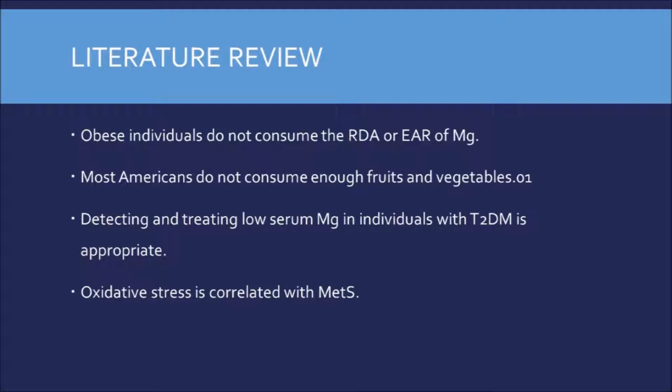Only 10% of Americans consume the daily value of fruits and vegetables, with only 3% of Americans qualifying without fruit and vegetable juice. Remember, fruit and vegetables are the major dietary source of magnesium, as it is central to the chlorophyll molecule. Detecting and treating low magnesium in individuals with type 2 diabetes is considered to be appropriate. Oxidative stress is strongly linked to the conditions that make up metabolic syndrome. This is significant as magnesium acts as an antioxidant which decreases oxidative stress on the body.